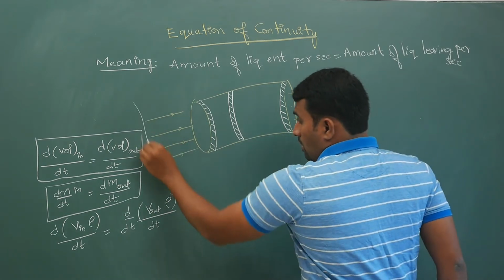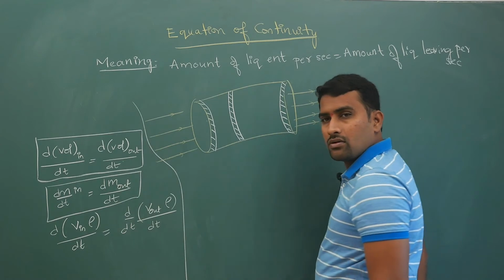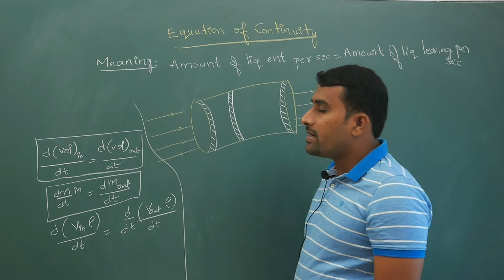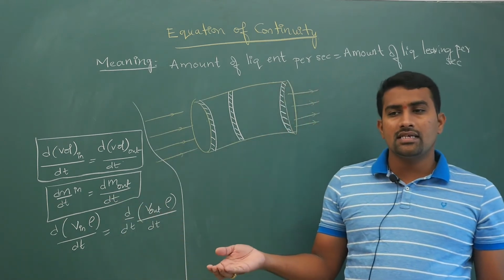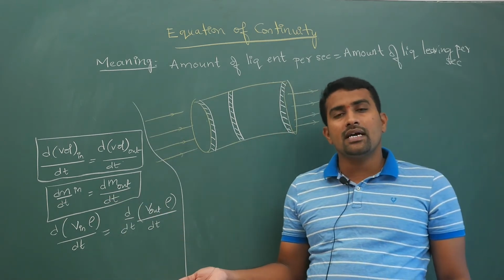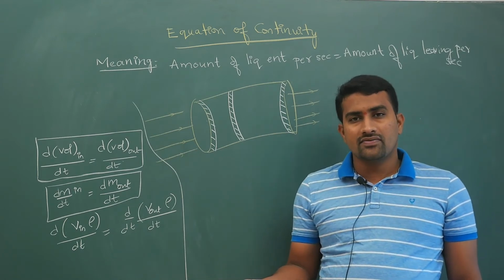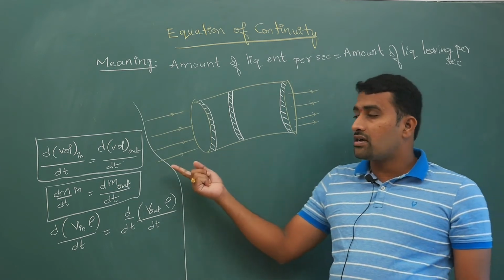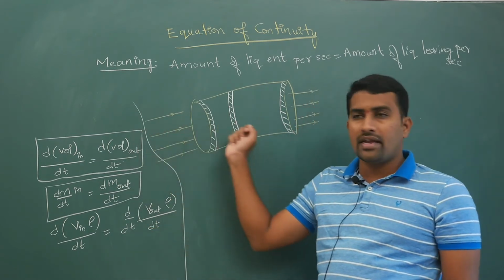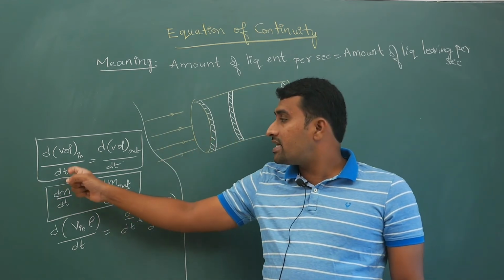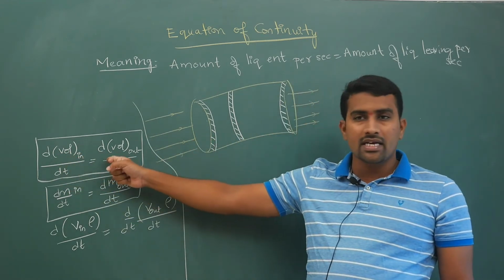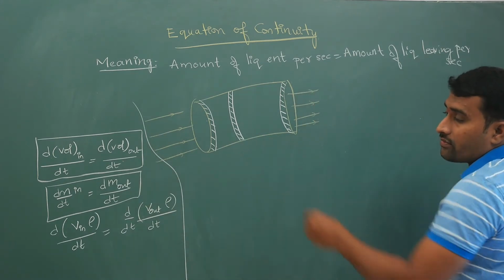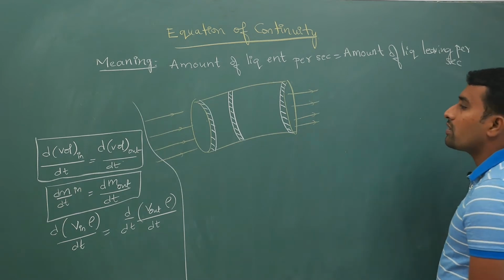Now this expression is the derivative of volume with respect to time. d by dt means rate. You write acceleration as the rate of change of velocity, and velocity as the rate of change of displacement, d by dt. Similarly, your rate of volume entering is equal to the rate of volume leaving. That means in time dt, d volume in enters and in time dt, d volume out leaves. That volume rate is what we are supposed to calculate.